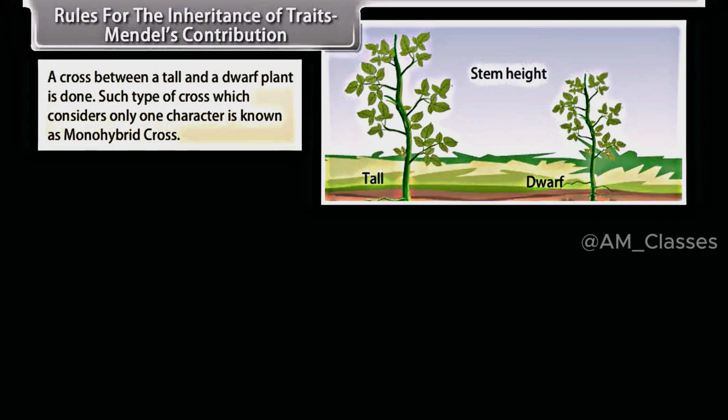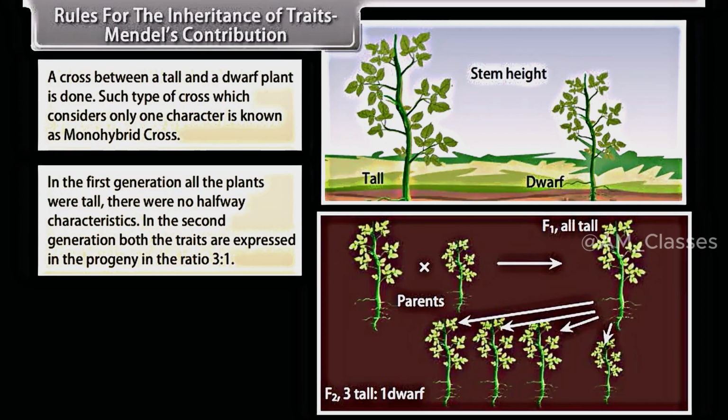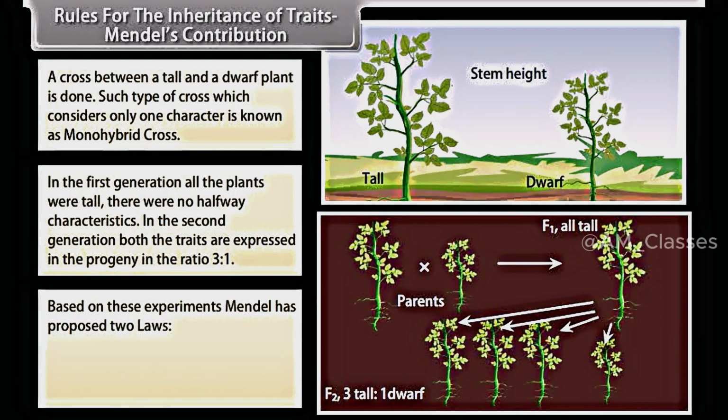A cross between a tall and a dwarf plant is done. Such a type of cross which considers only one character is known as a monohybrid cross. In the first generation, all the plants were tall. There were no halfway characteristics. In the second generation, both the traits are expressed in the progeny in the ratio 3:1. Based on these experiments, Mendel proposed 2 laws: law of dominance and law of segregation.